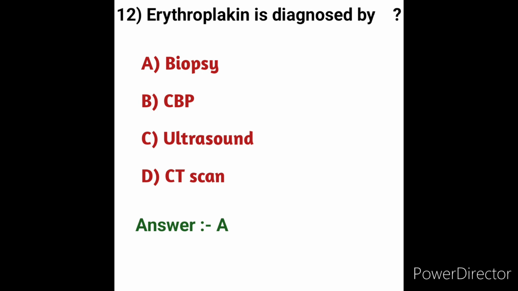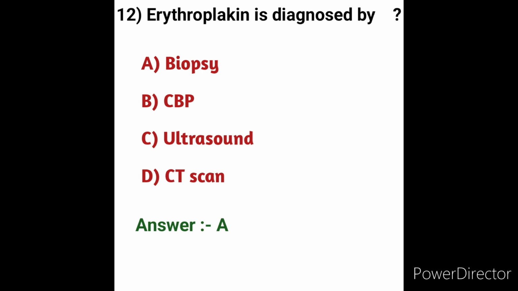Erythroplakia is diagnosed by. We will see the options here. Option A, biopsy. Option B, CBP, complete blood picture. Option C, ultrasound. Option D, CT scan. Here, what is erythroplakia?